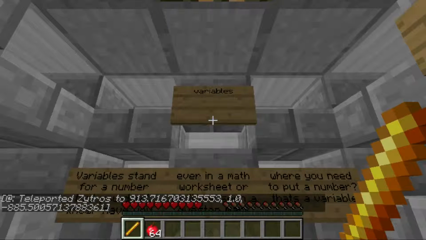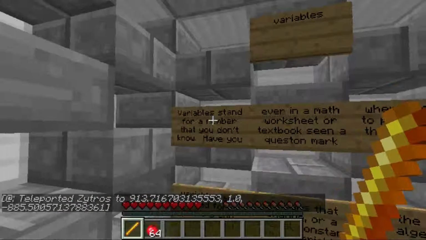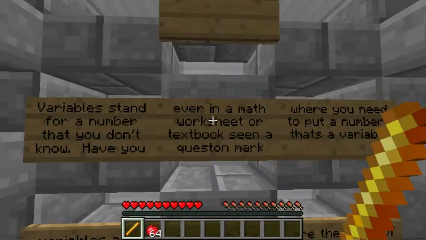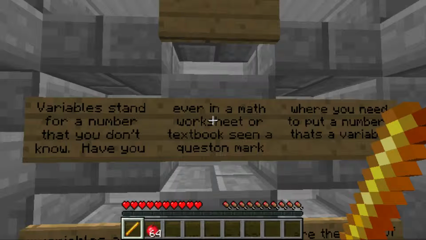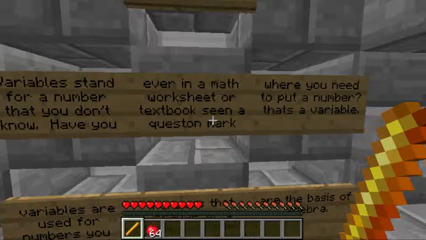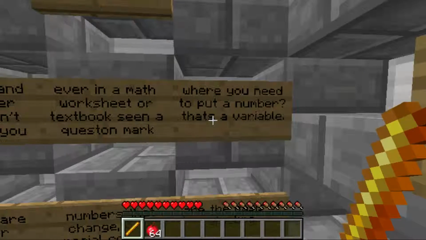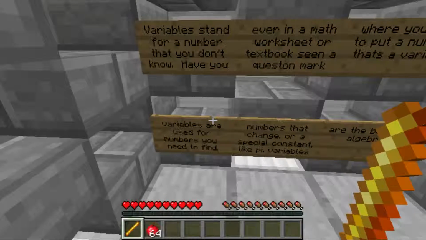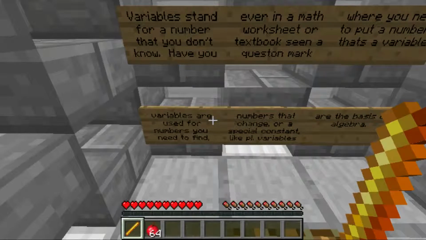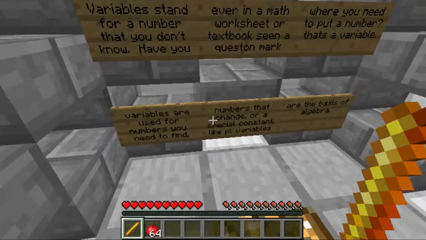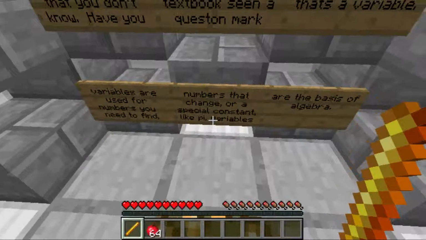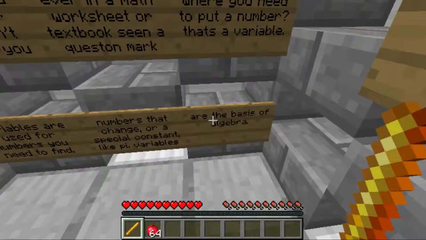First part of simple algebra is variables. Variables stand for a number that you don't know. Have you ever in a math worksheet or textbook seen a question mark where you need to put a number? That is called a variable. Variables are used for numbers you need to find, numbers that you need to change, or a special constant, like for instance pi. Variables are the basis of algebra.